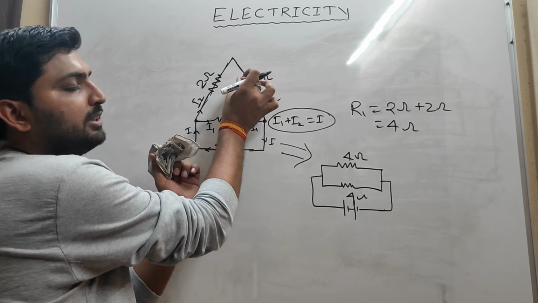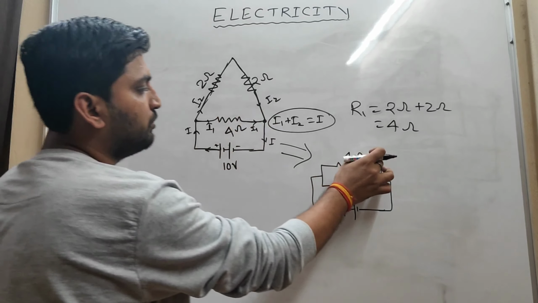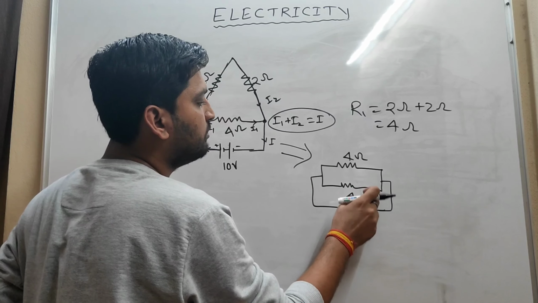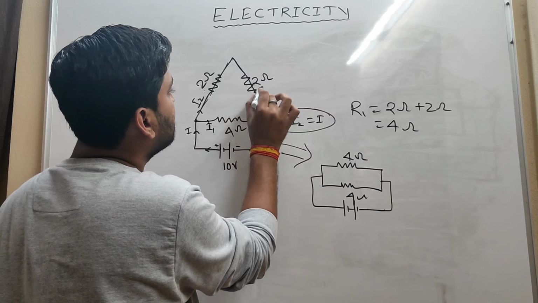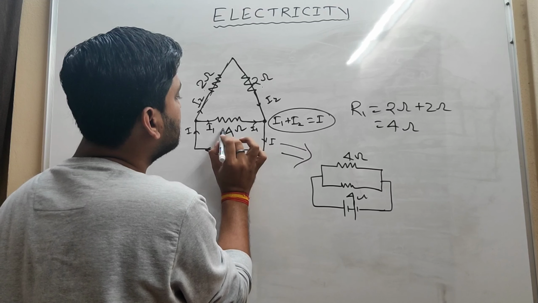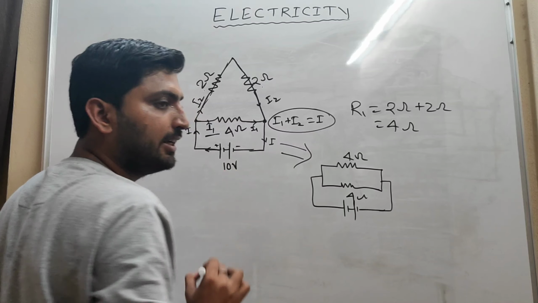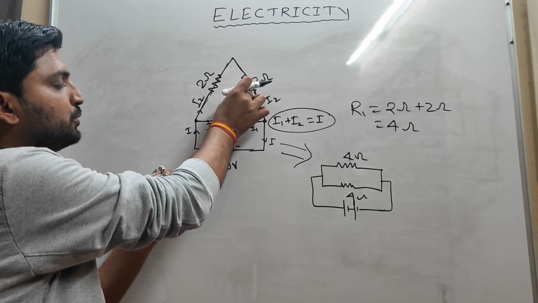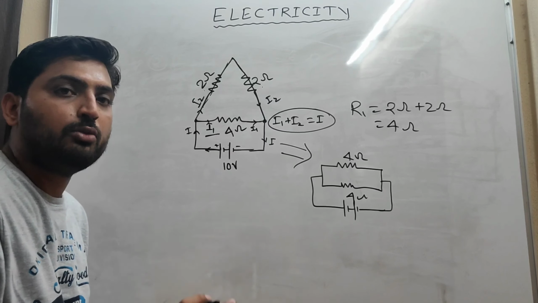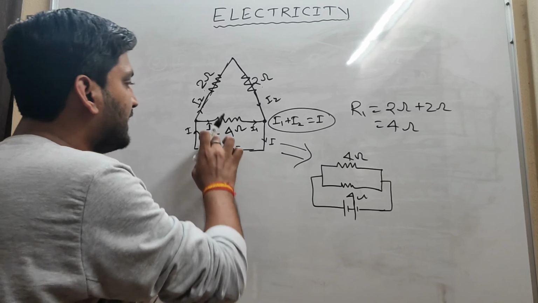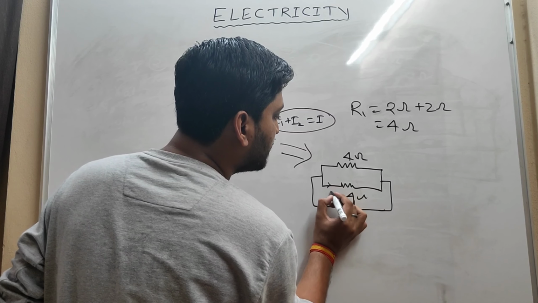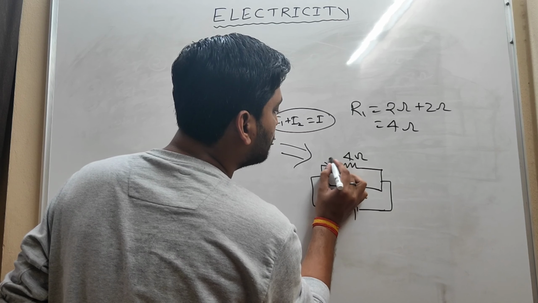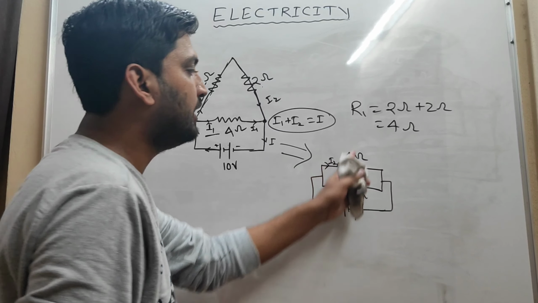So first we have done the equivalent of this: 4 ohm, and here another 4 ohm. These two are in parallel, because these two resistances have different currents. The equivalent of these two and this one will always be in parallel because they have different currents. Here I1 current is flowing here, I2 current is flowing here.